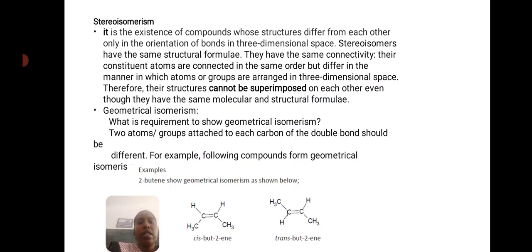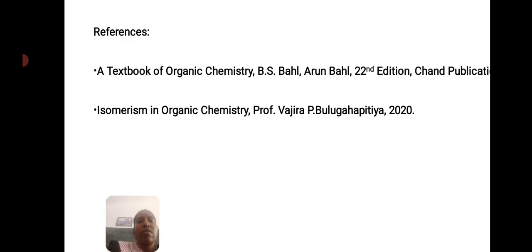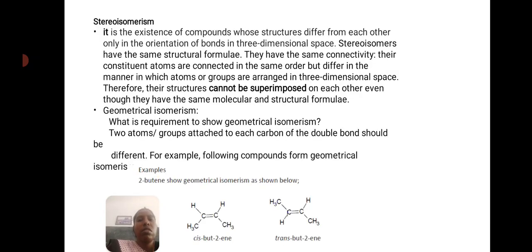Stereoisomerism is the existence of compounds whose structures differ from each other only in the orientation of bonds in three-dimensional space. Stereoisomers have the same structural formula and the same connectivity; their constituent atoms are connected in the same order but differ in the manner in which atoms or groups are arranged in three-dimensional space. Therefore, their structures cannot be superimposed on each other even though they have the same molecular and structural formulae.